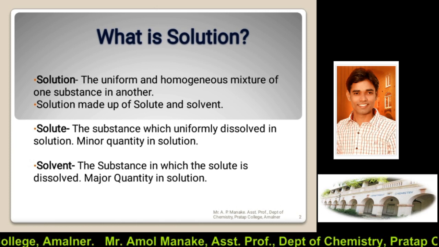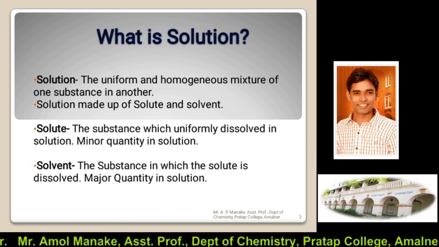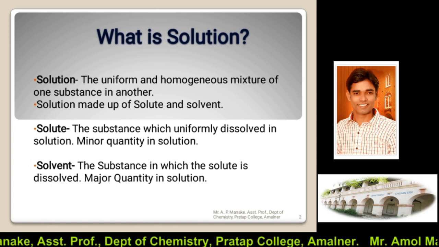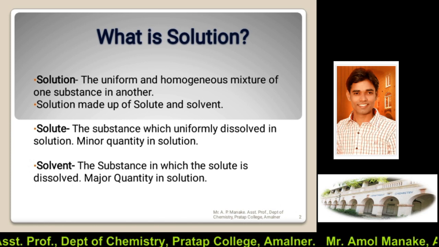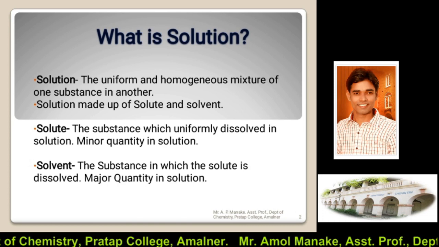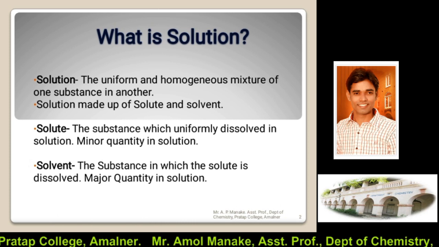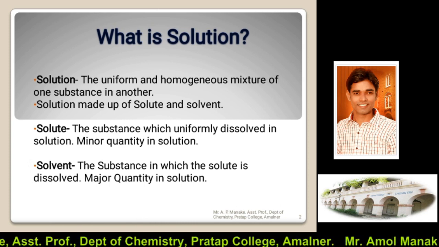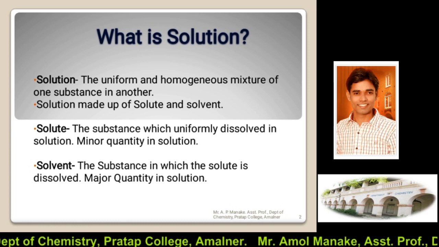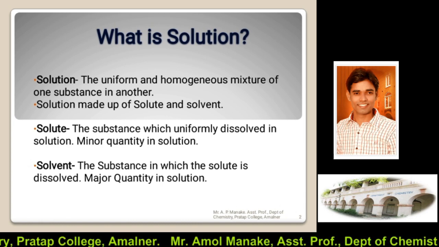Solution is made up of solute and solvent. What is solute and what is solvent? Let us know. The substance which uniformly dissolves in solution is called solute, and it is present in minor quantity in the solution. What is solvent? The substance in which the solute is dissolved, meaning solvent has the major quantity in solution. These are the simple definitions of solution, solute and solvent.